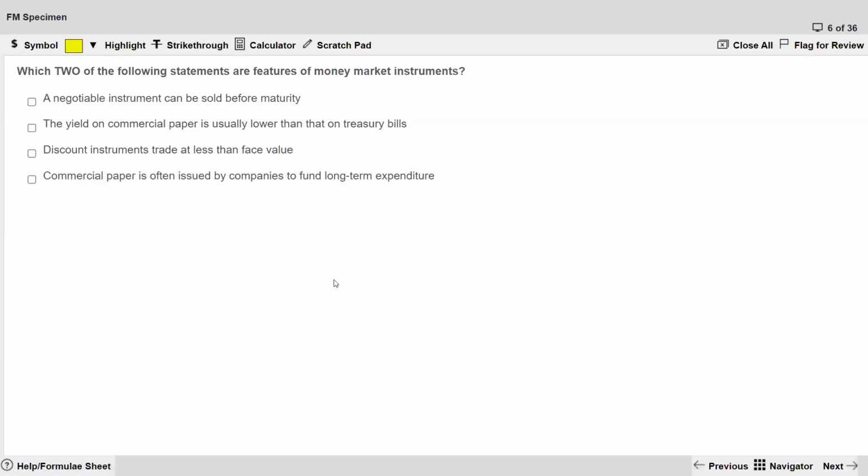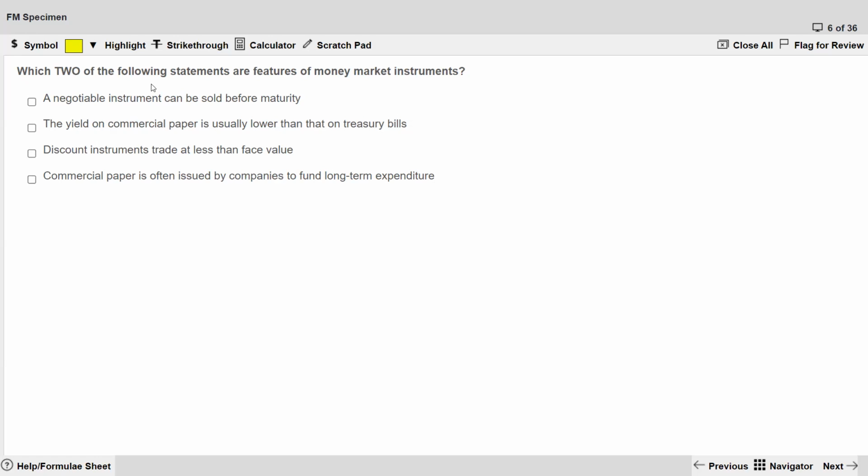Now, the next one is: which two of the following statements are features of money market instruments? What are money market instruments? Money market instruments are those instruments which have a maturity of less than 12 months. So now what does it say? It says a negotiable instrument can be sold before maturity. Discount instruments trade at less than face value. Commercial paper is so and so.